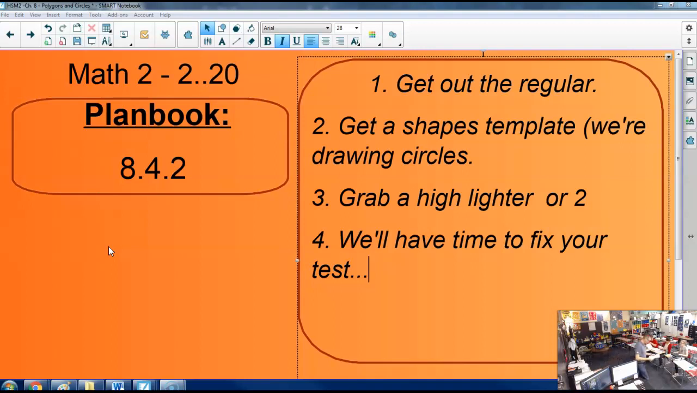Should I get also a compass for drawing? No, you'll need the shapes template. It's quicker for circle drawing.